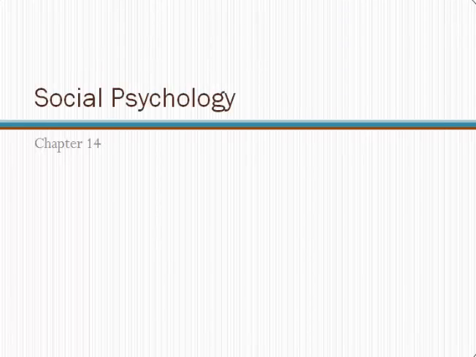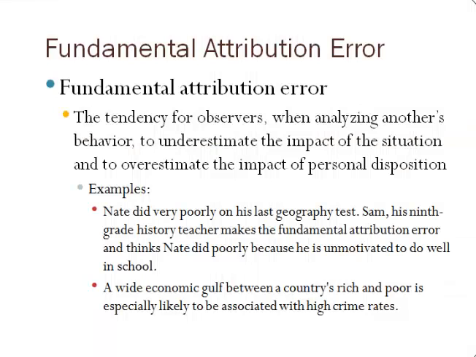Chapter 14 deals with social psychology. This is where we're going to look into the elements of psychology that are influenced by the social surrounding of the individual. The first thing I want to discuss is the attribution error.